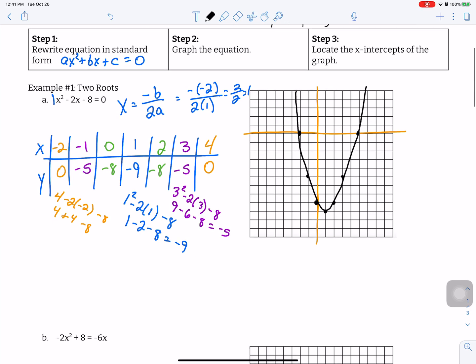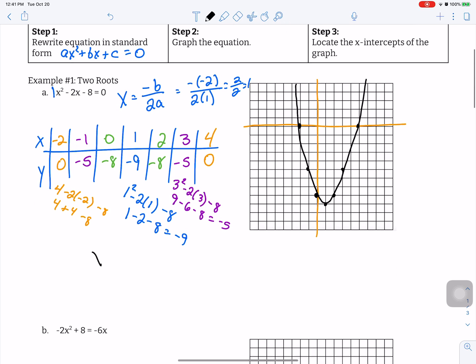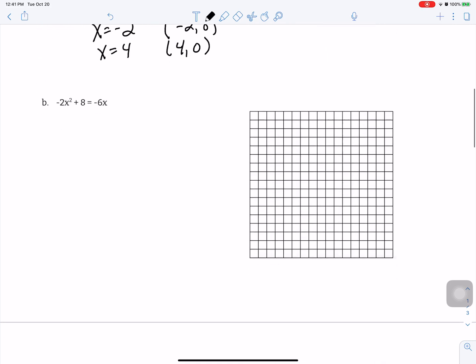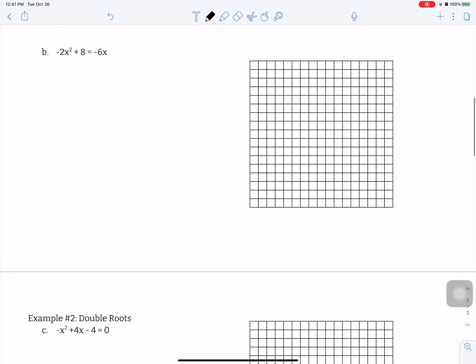So on this one, my solutions are going to be x equals negative 2 and x equals 4. And it's because of these points, negative 2, 0 and 4, 0. Those are, again, considered the solutions to the graph. So we are just doing more of those pieces.